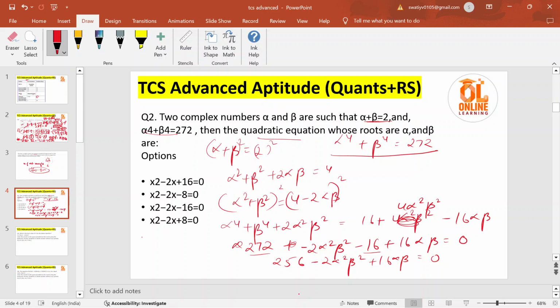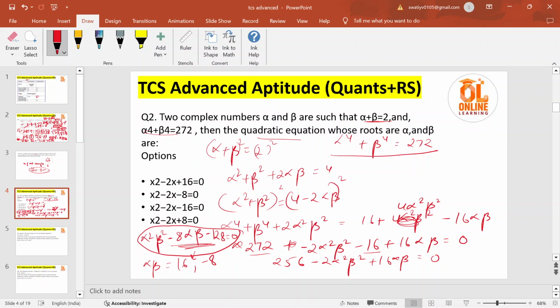So this complete equation will become alpha square beta square minus 8 alpha beta minus 128 equals 0. So this is your quadratic equation. From here you can get values of alpha and beta. So what values of alpha and beta will you get? One will be 16 and the other will be minus 8. From this equation you will get two values of alpha beta.